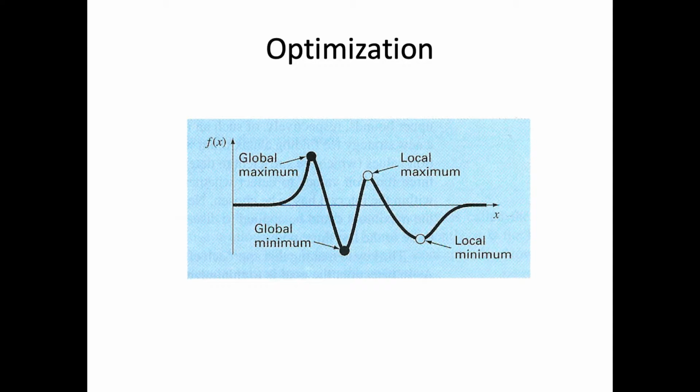Of course, in some functions, you may find numerous optimum values. The x value, which gives you the highest maximum value or the lowest minimum value, are called the global maximum and the global minimum, respectively. All other maxima and minima are called local.